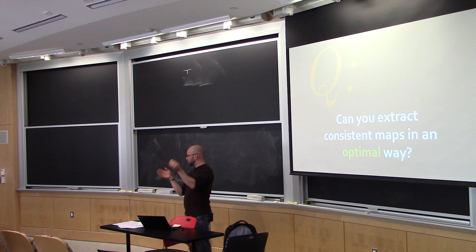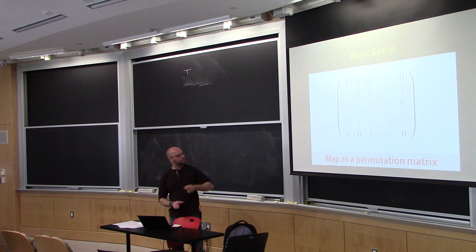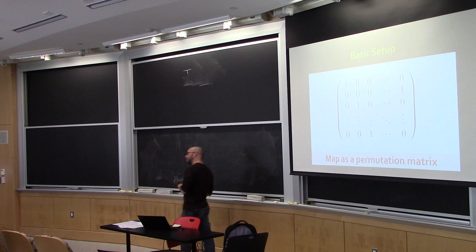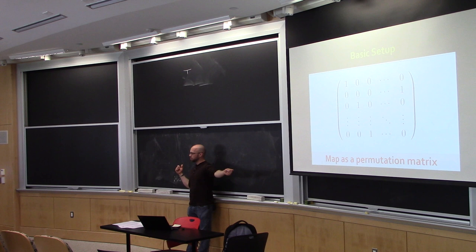Okay, so our basic setup here is that we're thinking of maps like permutation matrices today, and we all know that this is a lie, right? Like that there's no reason why every shape in the world has like exactly 275 points.